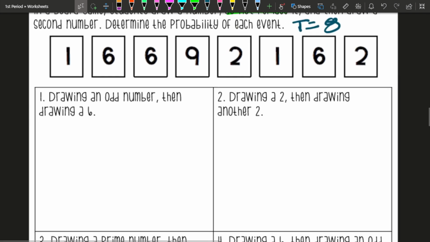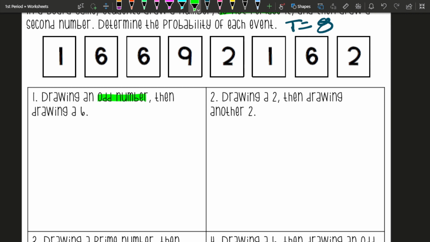Okay, so the first fraction, we're looking for an odd number. How many odd numbers? Is 1 odd? Yes. What about 6? No. What about 9? Yes. 2? No. 1? Yes. 6? No. And 2? No. So how many total cards do I have selected? 8. How many are odd? 3 out of 8. That's for the first try.